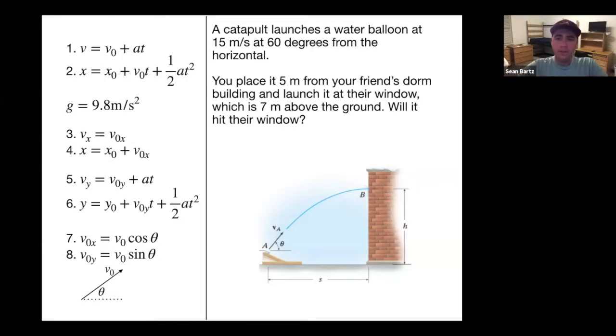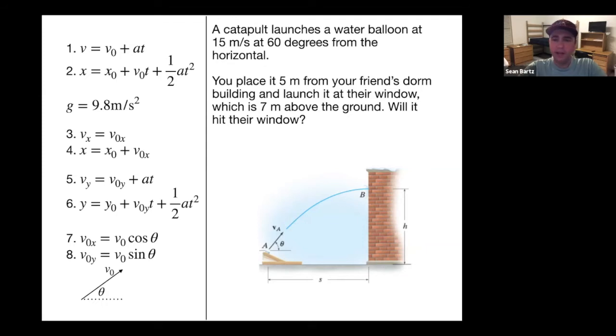Well, it looks like this is a problem with projectile motion because once the water balloon leaves the catapult, the only thing acting on it is gravity. So we know it's going to be in free fall. The acceleration is going to be negative g, negative 9.8 meters per second squared. And the equations that I'm going to use are going to be 3 through 8, some of them.